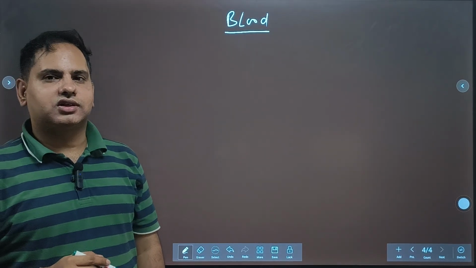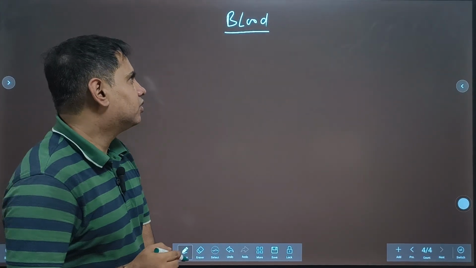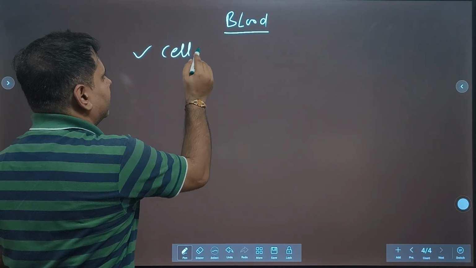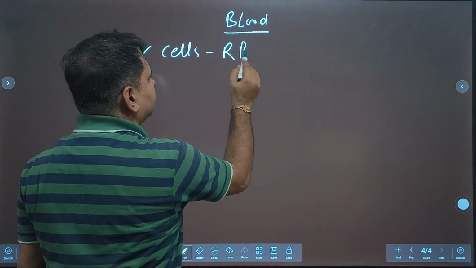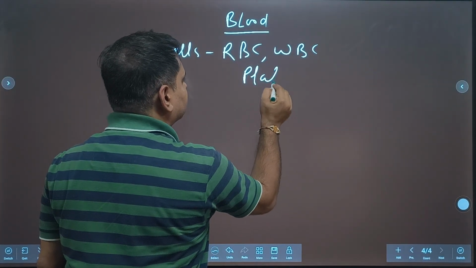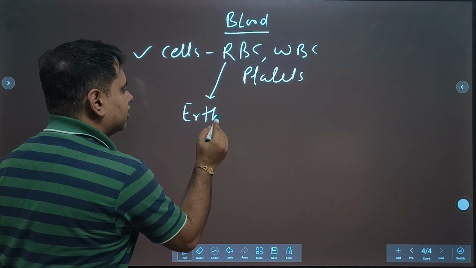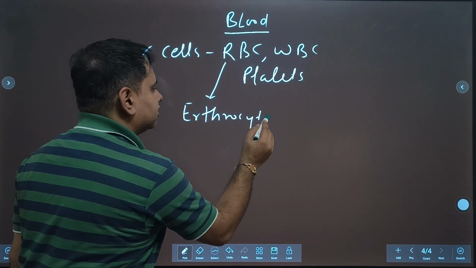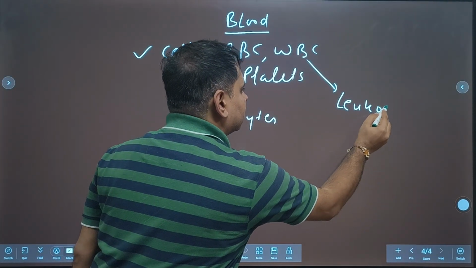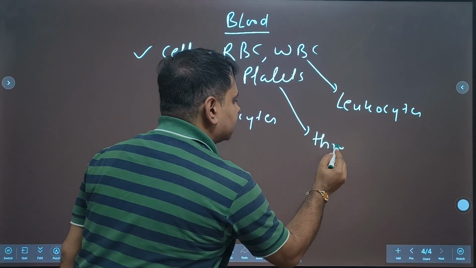Today we are going to discuss the next unit, that is with respect to blood. So in blood, what is the composition of blood? Blood contains cells, and the cells in the blood are RBCs, WBCs and platelets. RBCs we also call erythrocytes. WBCs we also call leukocytes, and platelets we also call thrombocytes.